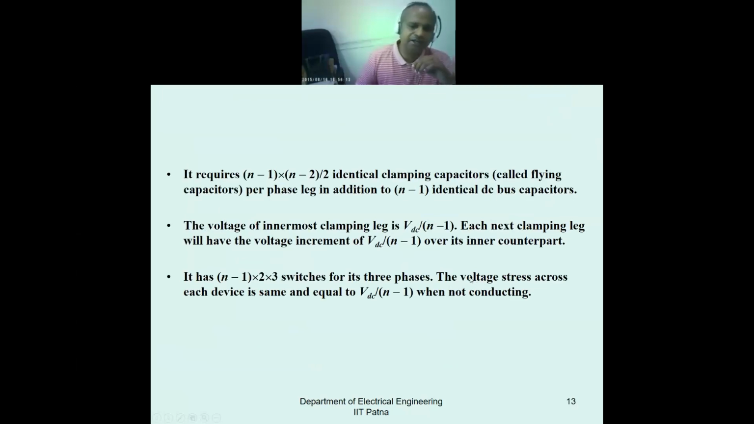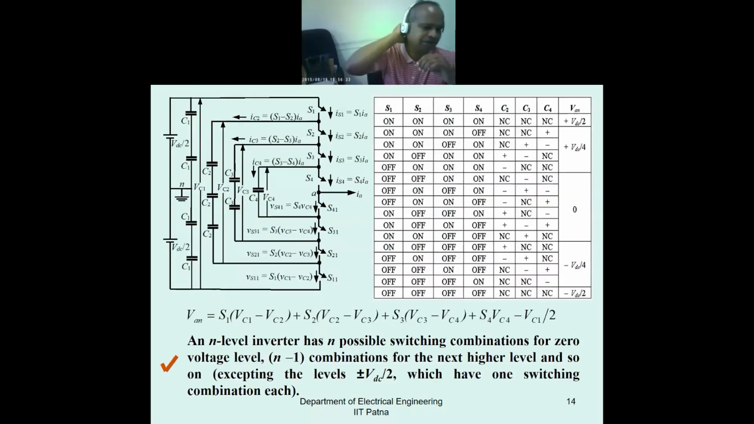So how many capacitors are required? N minus 1 into N minus 2 divided by 2, and the innermost capacitor clamped voltage is VDC by n minus 1. So this is just the fundamental. And similarly, you can also go for the n level of the multi-level flying capacitor. So VAN is S1 and this.